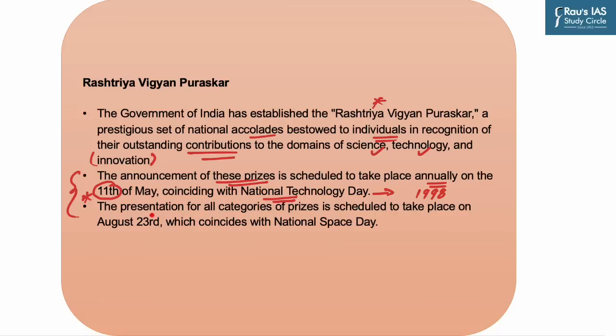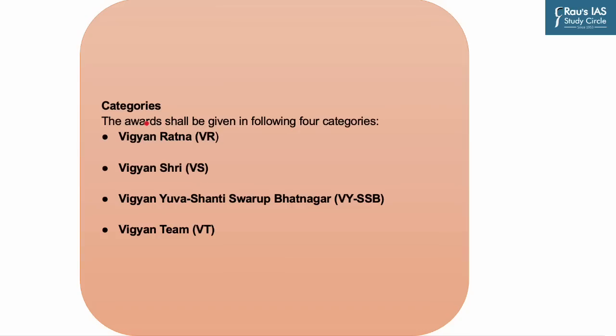Similarly, the presentation of all categories of prizes is scheduled to take place on August 23. Now, why is it important? Because on this date, India's Chandrayaan-3 mission was successful and landed on the South Pole of the Moon, which was declared as National Space Day. Further important information from an examination perspective is the categories of this award, which includes Vigyan Ratna, Vigyan Shri, Vigyan Yuva Shanti Swarup Bhatnagar, which is aimed to promote younger scientists of age up to 45 years. Whereas, as the name suggests, for Vigyan Team, this award will be given to a team comprising 3 or more members.